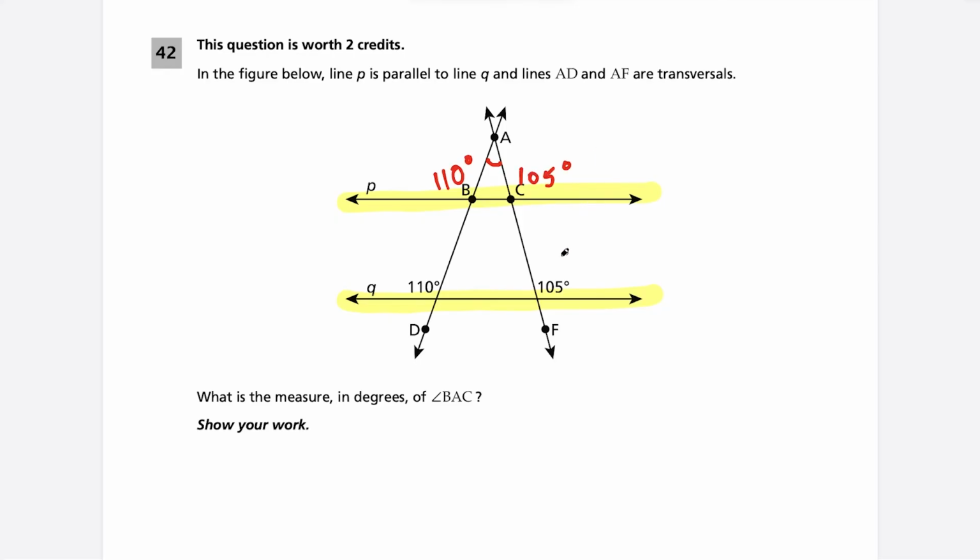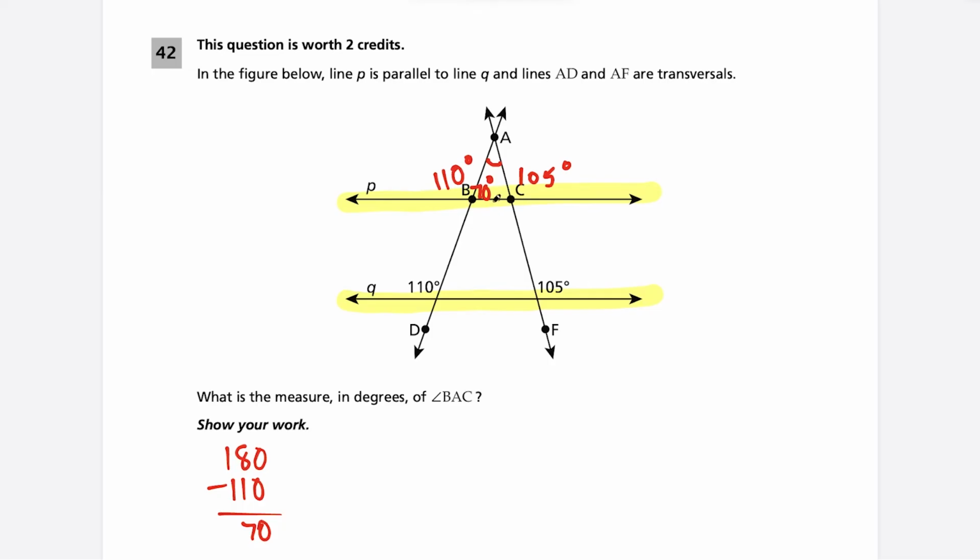And now one of the next big ideas that we could use is that on a straight line, the angles make 180 degrees. So this angle over here, if I just put an X for a moment, X plus 110 would make 180. So if I want to find the value of X, I could just do 180 minus 110. And that's going to tell me the measure of one of the missing angles here is 70 degrees. Okay, so I have a 70 degree angle over here.